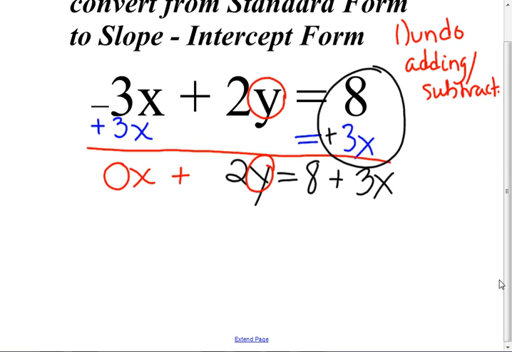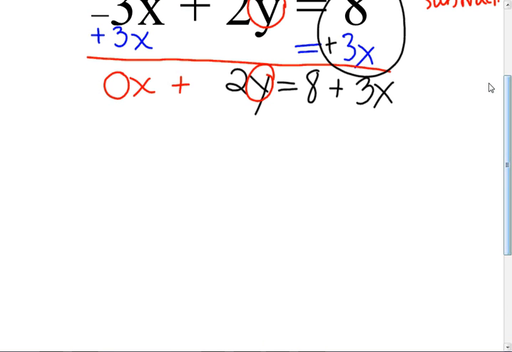Okay, so here's what I have. Now, I could give you a bunch of problems and have you do it on the calculator. And eventually, all of a sudden, you're going to say, oh, wouldn't it just be easier to do it by hand? Okay, Cole, what do I do next? I have 2 y's. I don't want 2 y's. I want one. How do I undo multiplication?